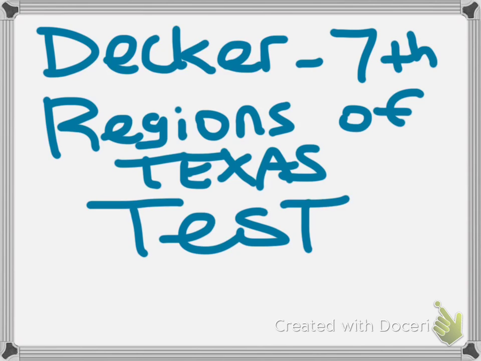Number 1. Where are most of Texas' large cities located? A, in the eastern part of the state, B, in the northern part of the state, C, along the Gulf of Mexico, or D, along the Rio Grande.